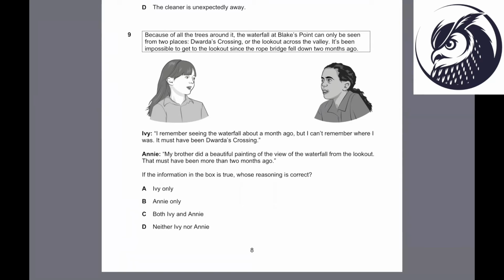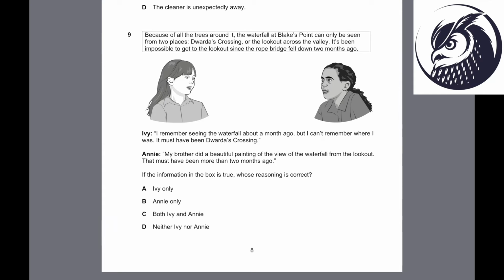Because of all the trees around it, the waterfall at Blank's Point can only be seen from 2 places, Dwada's Crossing or the lookout across the valley. It's been impossible to get to the lookout since the rope bridge fell down 2 months ago. Okay, so what I'm going to do now is, again, draw this little information in a diagram.